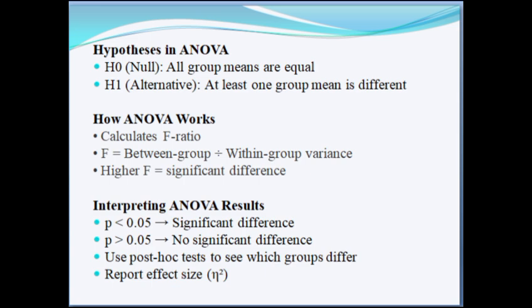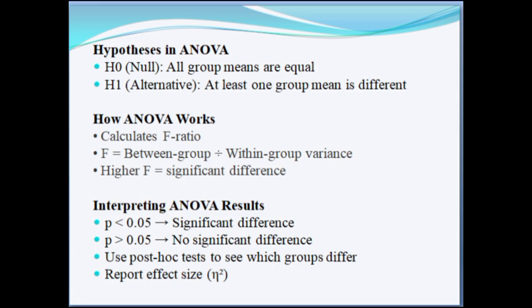How does ANOVA work? ANOVA calculates the F ratio. F means between group variance divided by within group variance. If F is larger, it means a higher chance that groups differ. If the F value is large and the P value is less than 0.05, we reject the null hypothesis.